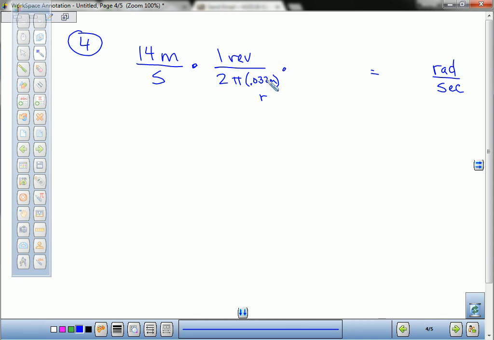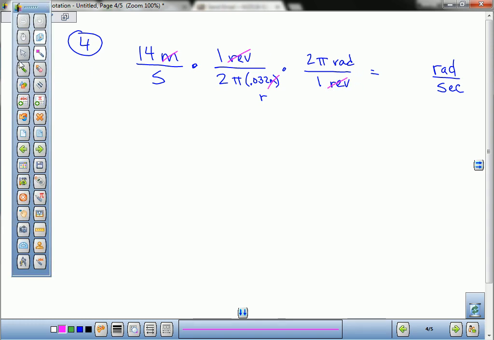Good. Now we have to change revolutions into radians. You multiply by 2 pi radians, so 2 pi radians equals 1 revolution. All right, let's see how we did. Meter is going to cancel with meter, revolution with revolution. I am left with radians and seconds.